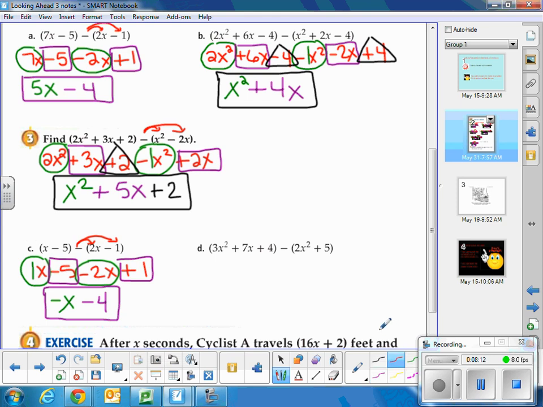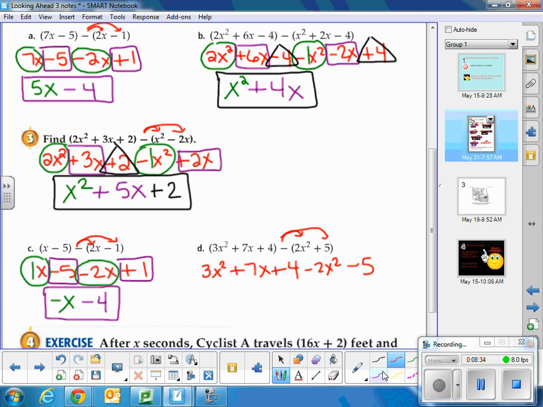And then the last example, 3x squared plus 7x plus 4 is written exactly as it is. Now go ahead and subtract 2x squared and subtract 5.